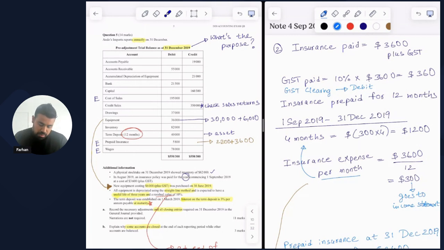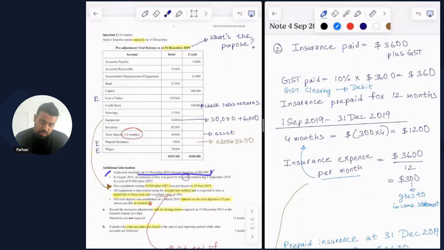So we are also given some additional information, and as you can see, in part A, you're required to do the adjusting and the closing entries on 31 December 2019 in the General Journal. So let's start with the first additional information that we have. A physical stock take on 31 December 2019 showed inventory of $82,000.